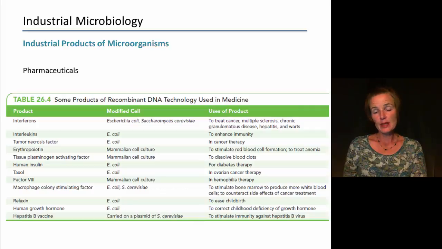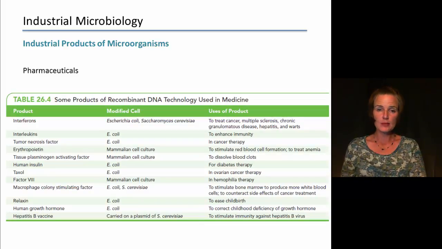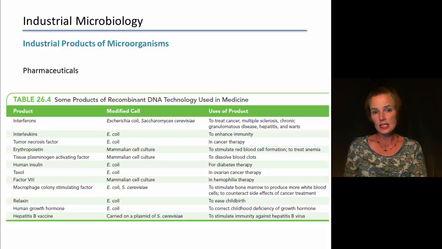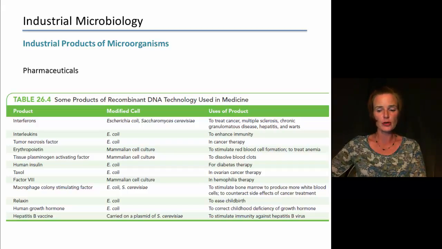Here is a quick look at some of the different pharmaceuticals that can be obtained from microbes. There are a number of different drugs that come from a variety of bacteria and other microbes. E. coli is a common one on this list. You can see that we can get Taxol, we can get human insulin produced in E. coli as well. Some different vaccines can be produced in yeast. So again, just a list of some of the different pharmaceuticals that we can get produced by microbes.